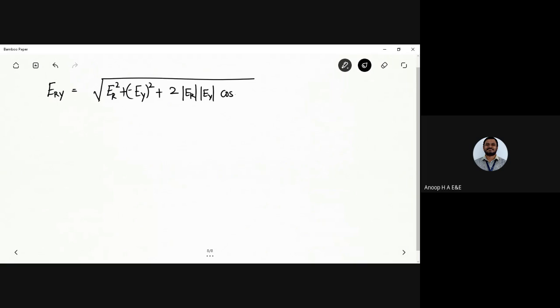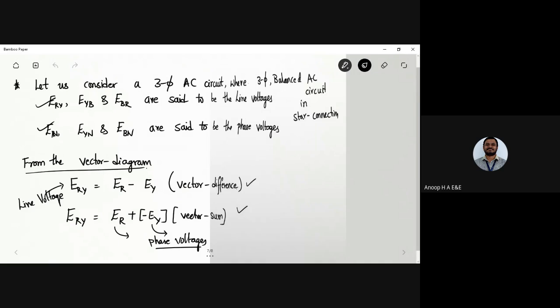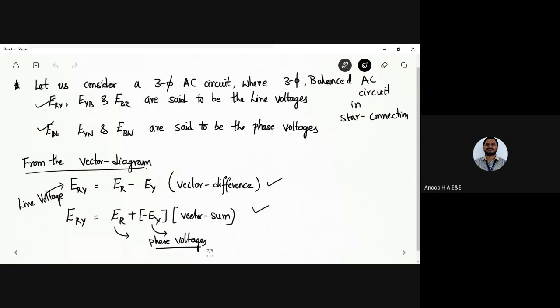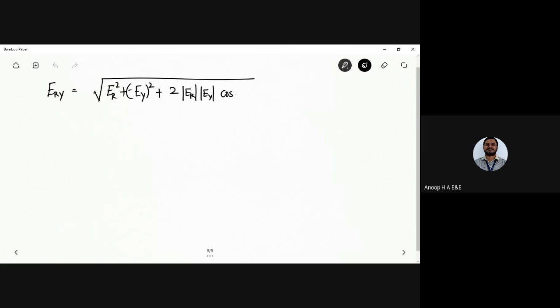I need to find the angle between ER and EY. The angle between ER and EY is 60 degrees, so cos 60 degrees, that is cos phi, is the angle between ER and minus EY.